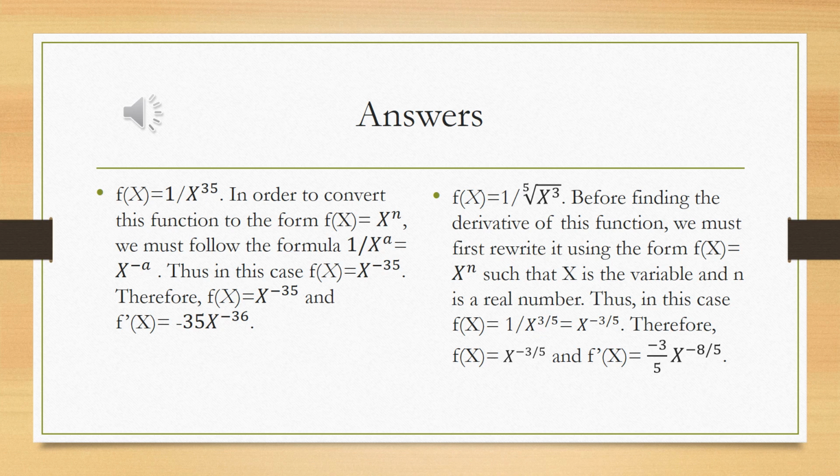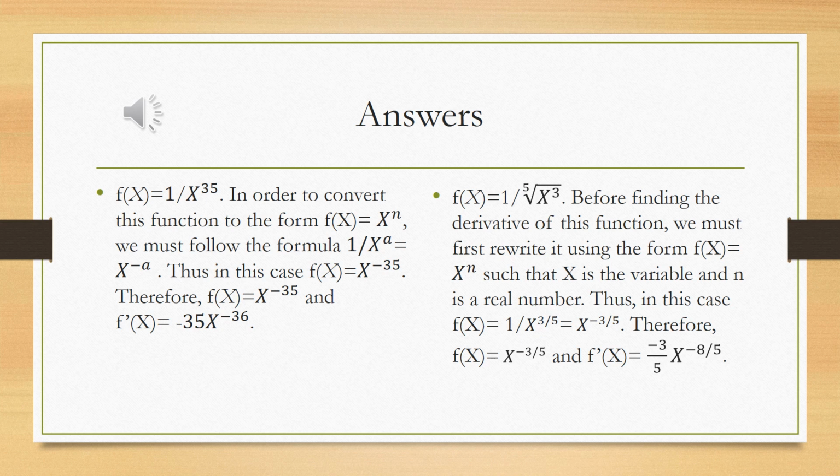f of x equals 1 over x to the power 35. In order to convert this function to the form f of x equals x to the power n, we must follow the formula 1 over x to the power a equals x to the power minus a. In this case, f of x will become x to the power minus 35, and f prime of x will become minus 35x to the power minus 36.